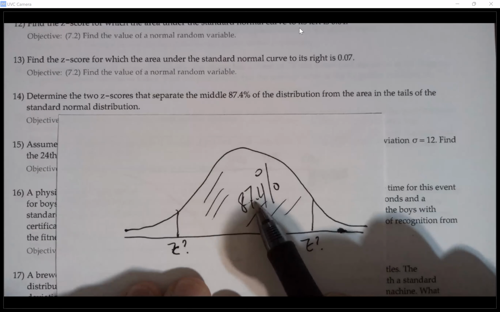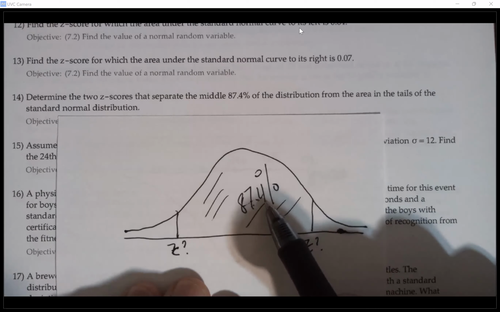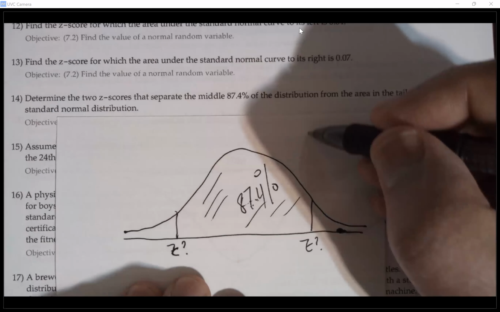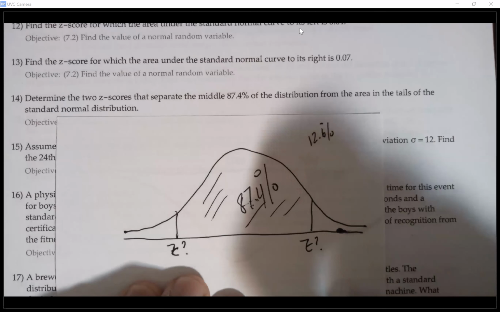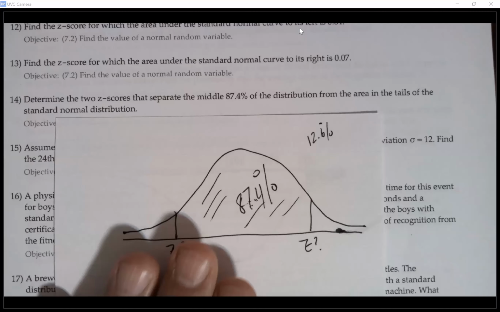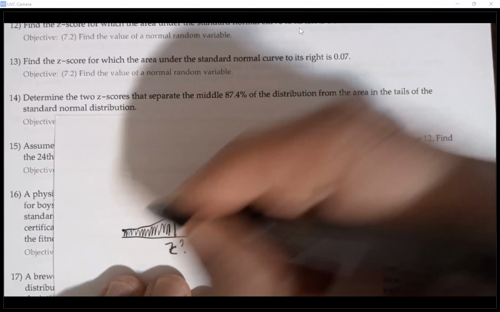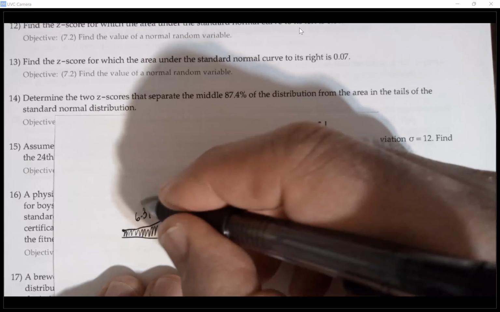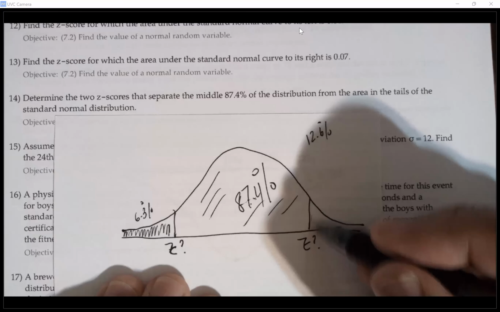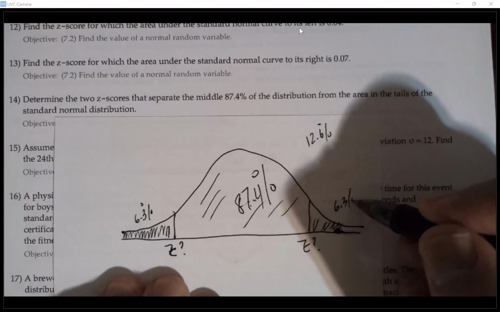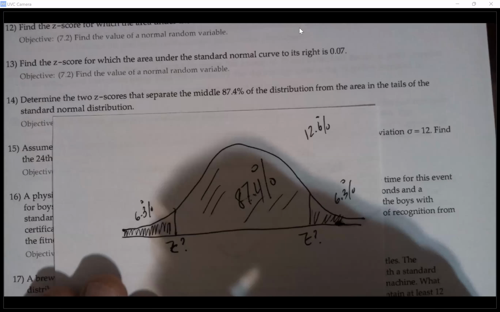Total area is 100%, minus 87.4% will be 12.6%. Split the 12.6% on both sides. So this is going to be what? 6.3%. And this is going to be also what? 6.3%. Let me show you how to find the first Z.